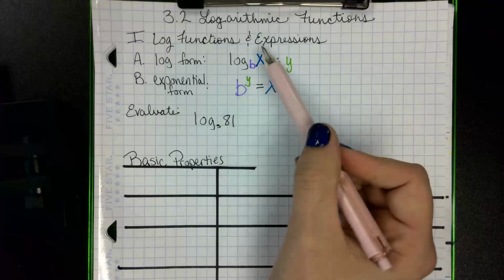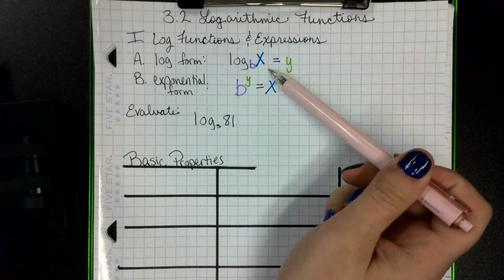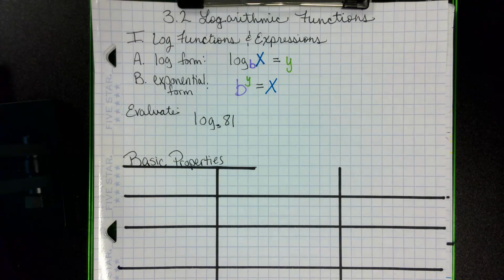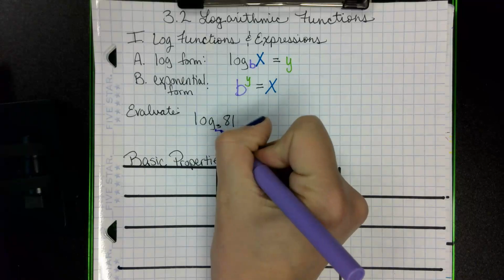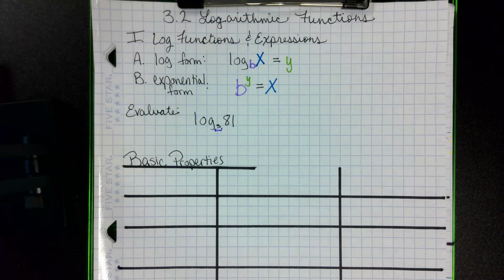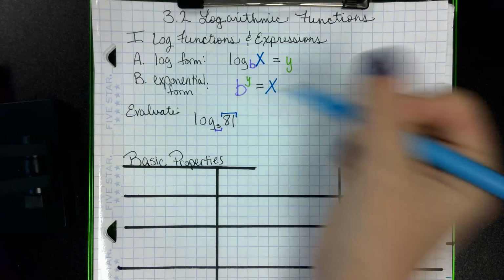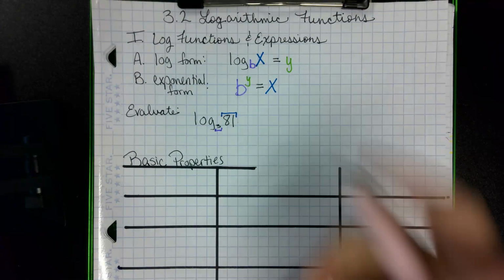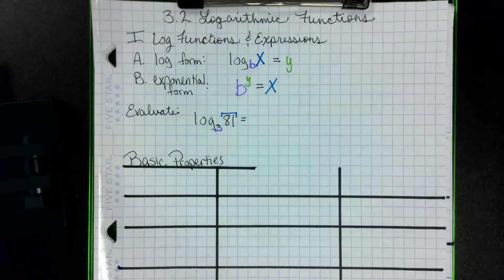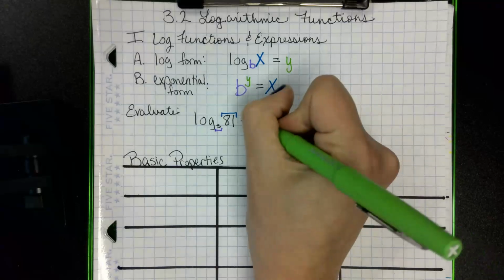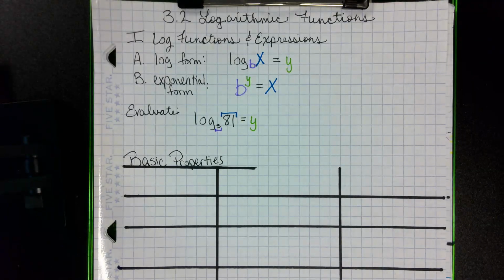So this is in the log form. So log base b, so the base here is 3, of the argument, in this case x, is the 81, equals y. We don't have a y. We don't know what it is. That's what we're trying to figure out. What is it equal to? So we had to fill in that piece.